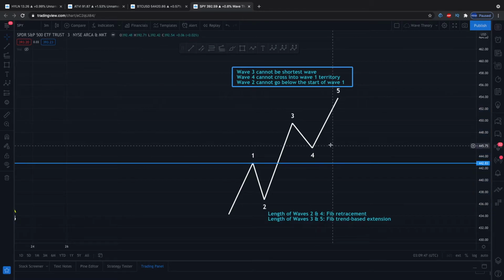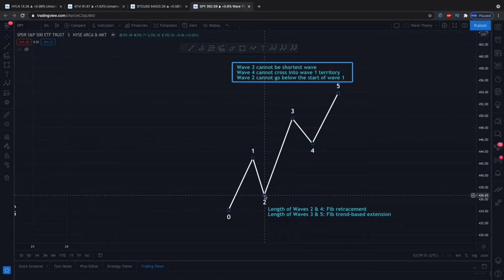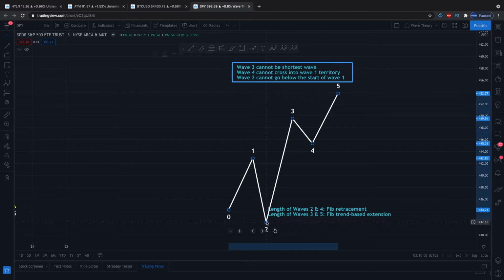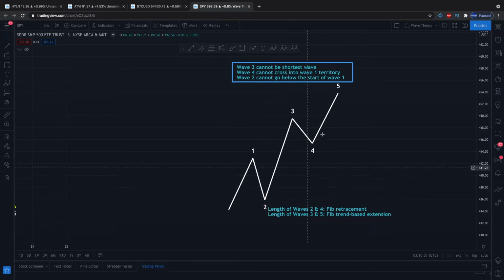And lastly, wave 2 cannot go below the start of wave 1, and that just means wave 2 cannot look like this. If you see a movement in the stock price that has an upwards move and then a downwards move that goes beyond this starting point, you have invalidated your wave count and you no longer have an impulsive move. So those are just 3 basic rules to keep in mind. And these summarize what tools you should use to estimate price targets.